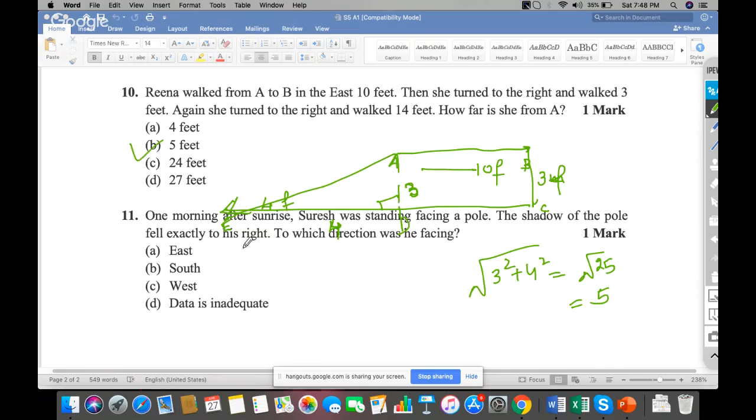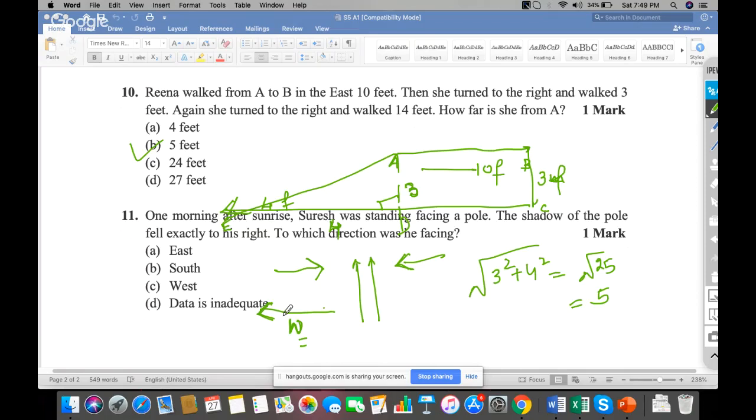So that's the answer. One morning after sunrise, Suresh was standing facing a pole. The shadow of the pole fell exactly to the right. To which direction was he facing? So try to understand, if there is a pole standing here and if it is a sunrise, so light would be coming from east, from this direction, and the shadow would be falling in the west direction. So shadow would be somewhere here in the west direction.